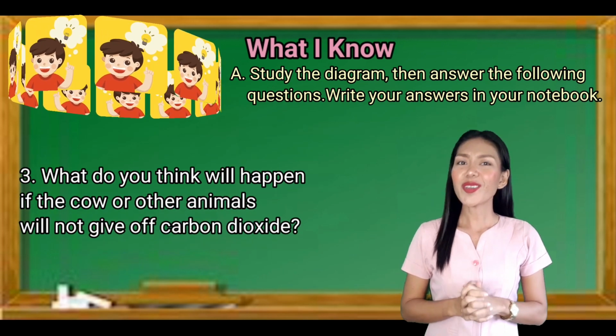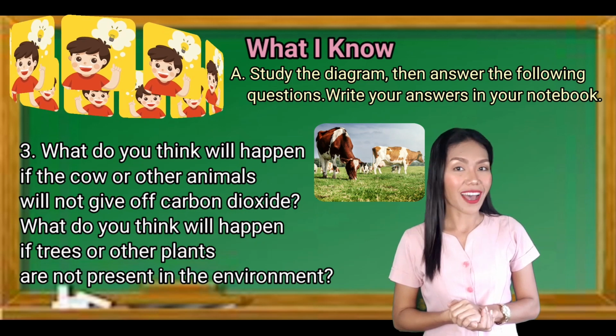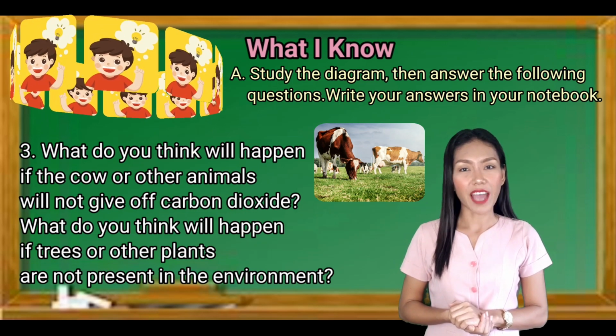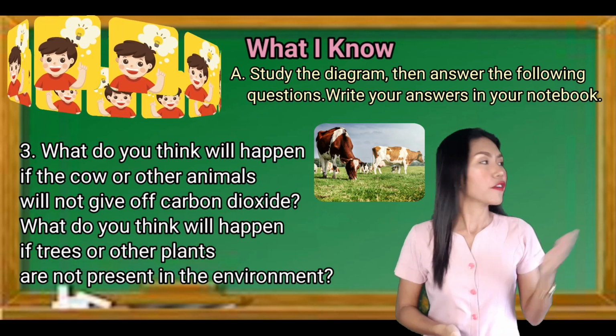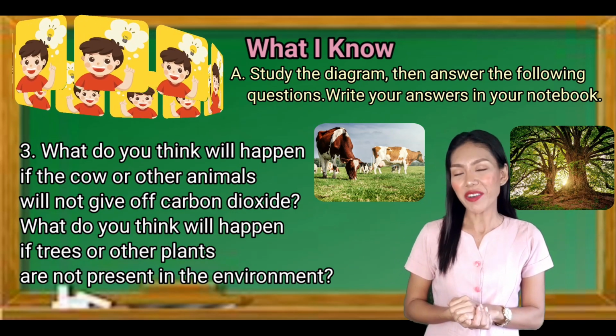Third, what do you think will happen if the cow or other animals will not give off carbon dioxide? What do you think will happen if trees or other plants are not present in the environment?